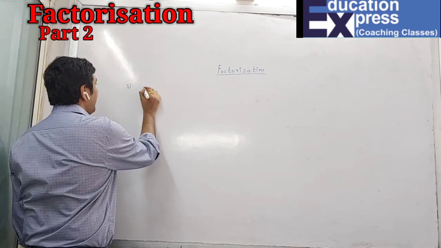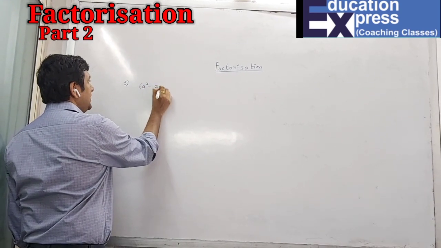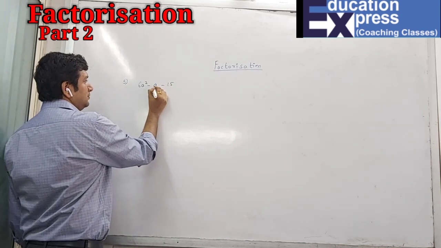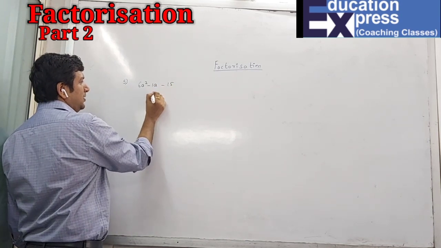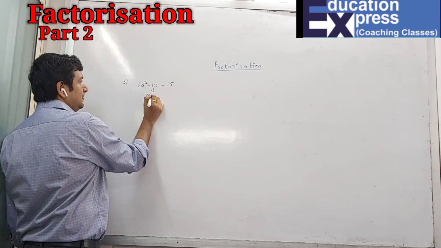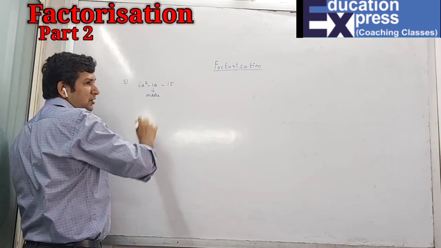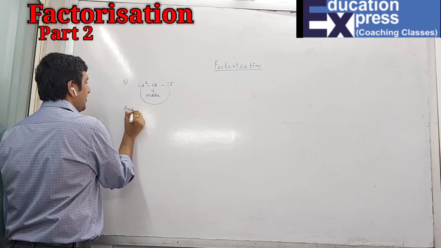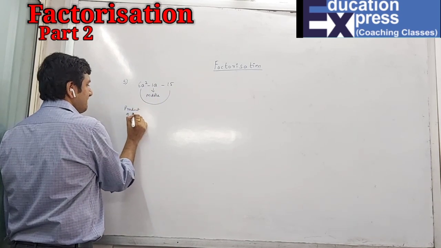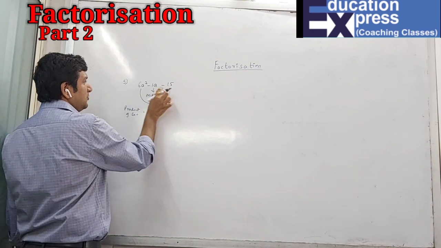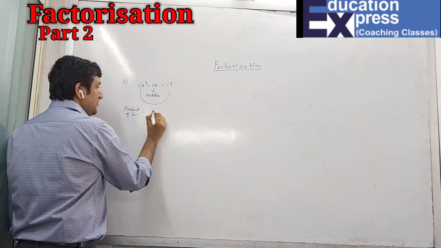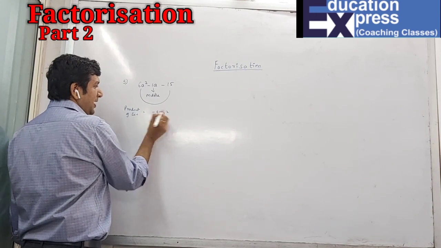6a square minus a minus 15. Again my middle term, here there is nothing next to it, I write as 1. So this is my middle term, which has the variable with the least power, and the product of the extremes is minus 15 into 6, minus 90 a square.